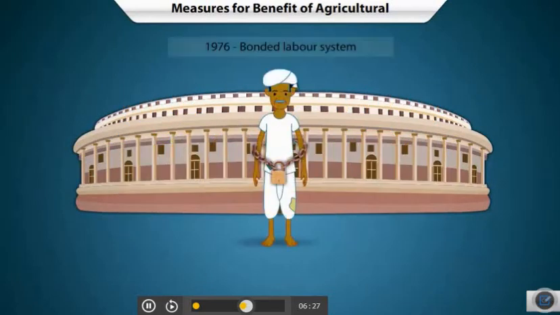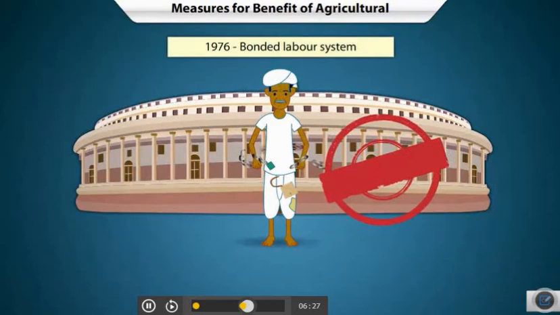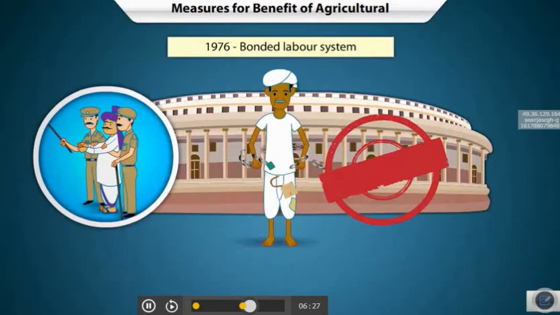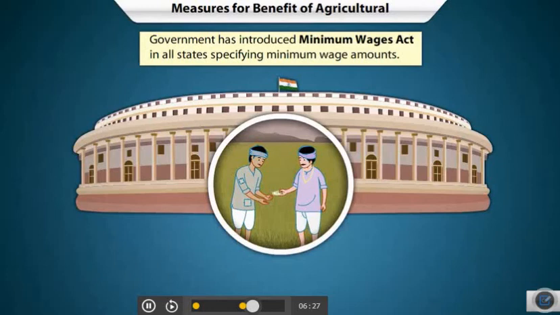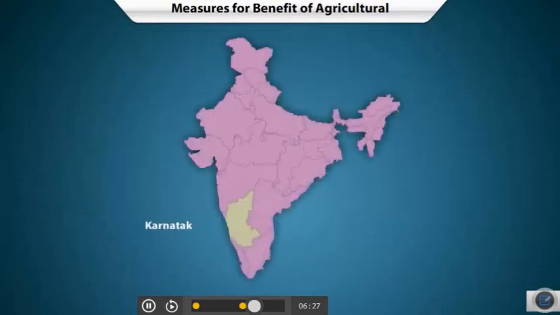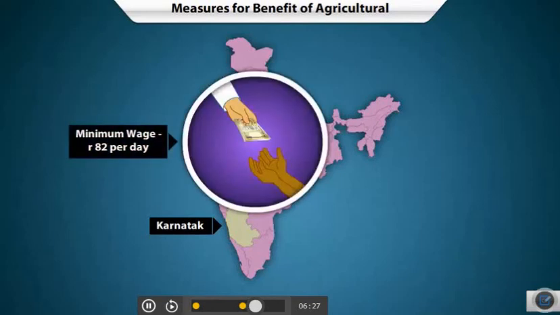One such measure is the abolishment of the bonded labor system in 1976. Though this practice is still active in remote areas, it's a punishable offense by law. To provide laborers sufficient wages, the government introduced the Minimum Wages Act in all states and fixed a minimum wage amount. In Karnataka, this wage amount is around 82 rupees per day.